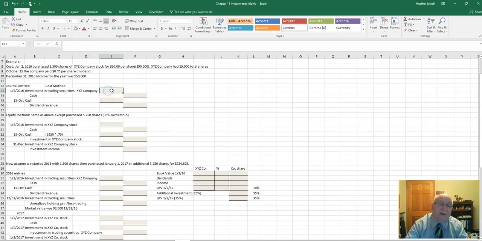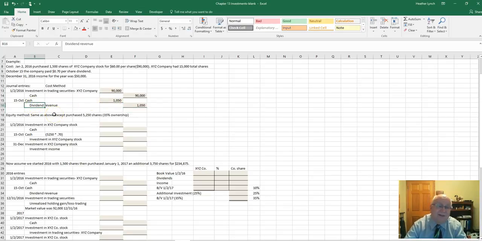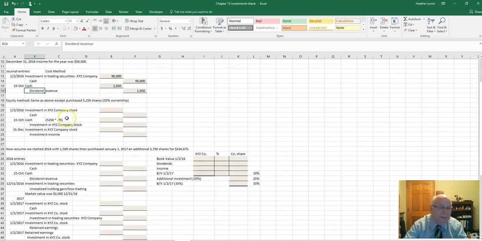Okay, for the cost method, remember, all we own right now is 10%. So the investment equals the 1,500 times the 60, or a total of $90,000. For the dividend, we have 1,500 times 70 cents, or $1,050. That's the dividend we received. Because it's less than 20%, we put it into dividend revenue, dividend income, or dividend earned, one of those accounts.